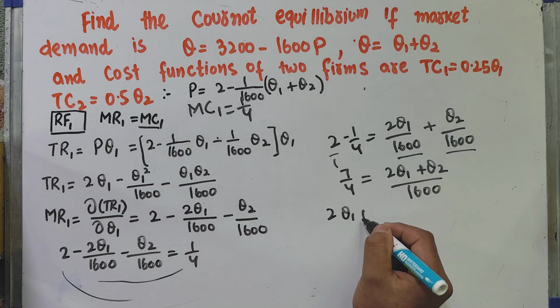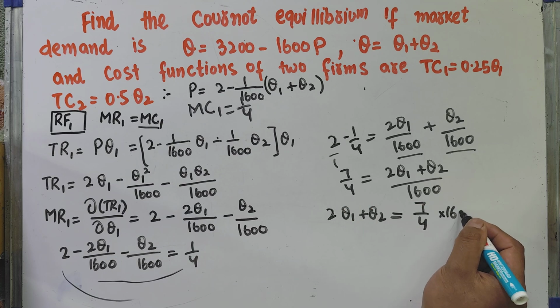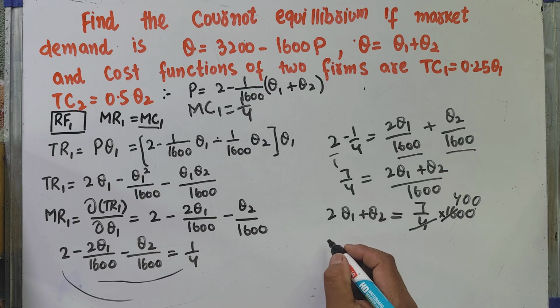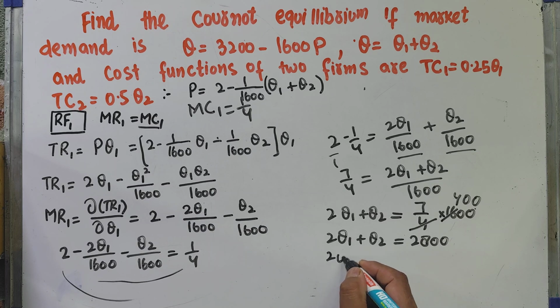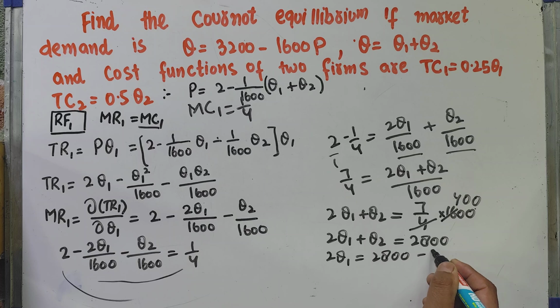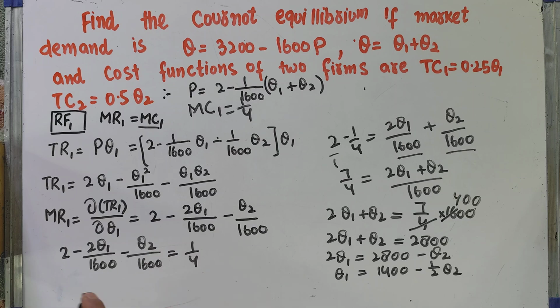So twice Q1 plus Q2 will be equal to 7 upon 4, transpose it here, it gets multiplied, so we have 1600 here. 4 4s are 16, so we get here 400 into 7. So twice Q1 plus Q2 is equal to 2800. Since we need to solve it for Q1, twice Q1 will be equal to 2800 minus Q2. Divide both sides by 2, so Q1 will be equal to 1400 minus 1 upon 2 Q2.